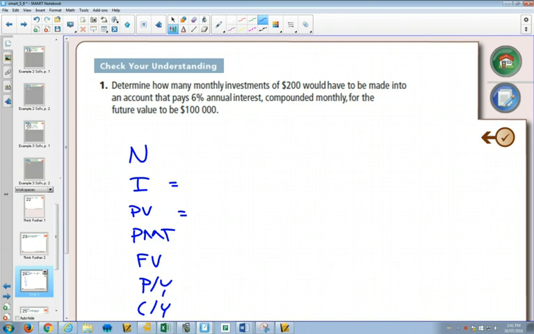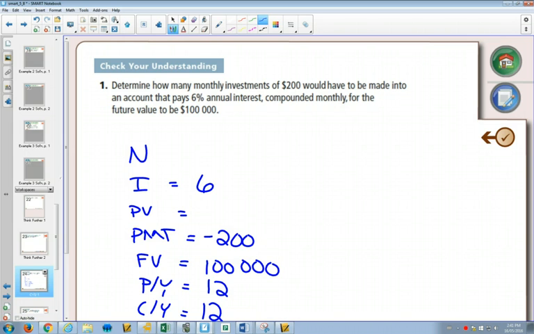I'm going to put all of the values we know in blue. So we're making $200 investments. So your payment is -200, 6% interest, so this will be a 6. Compounded monthly, how many payments are we making? We're making monthly payments, so this would also be 12. We want $100,000. Present value, we're starting with nothing.